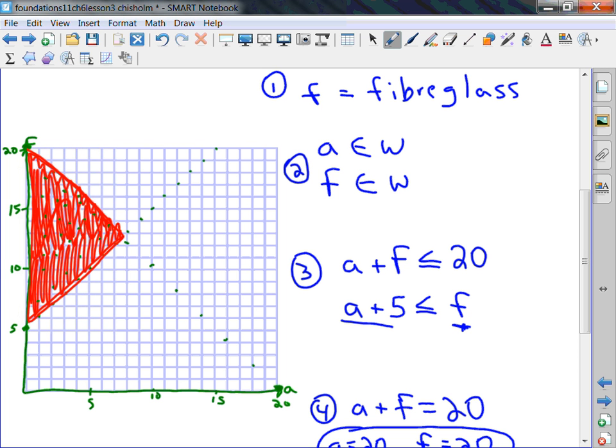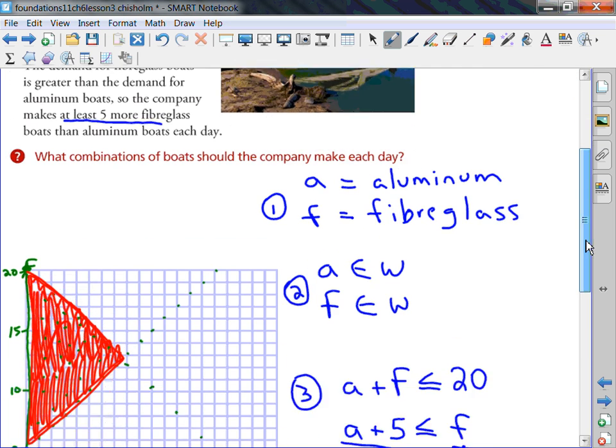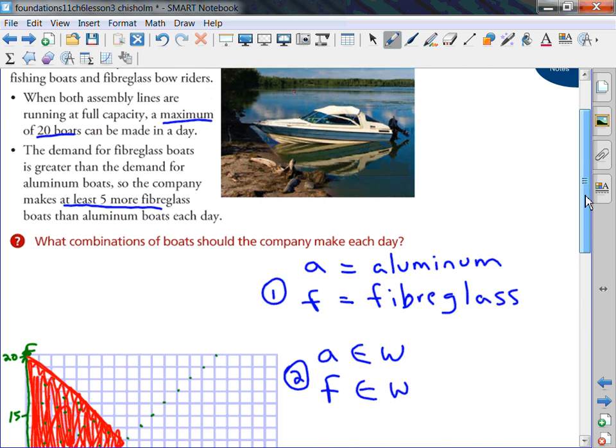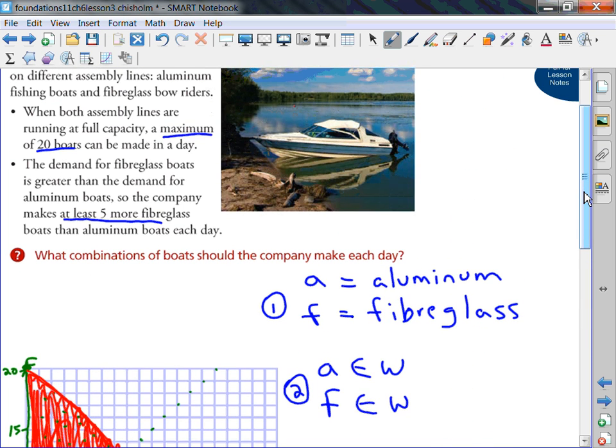If you want to look in your book on page 310, you can see exactly how it should look with the light shading below the line, light shading above the other one, and because that one region was shaded twice, it's darker in there. So let's go back up and see what the question is asking us again. We have it graphed really nice. It says, what combinations of boats should the company make each day?